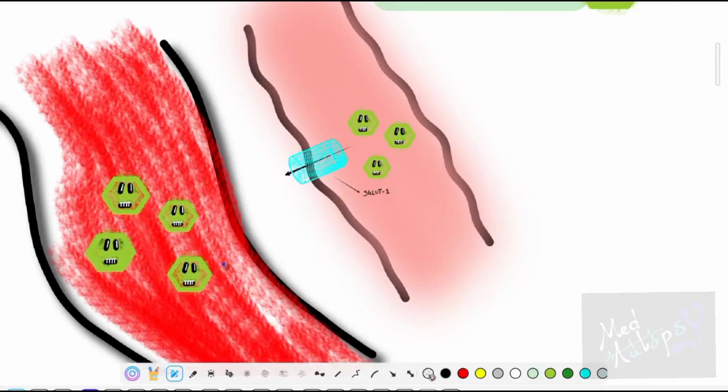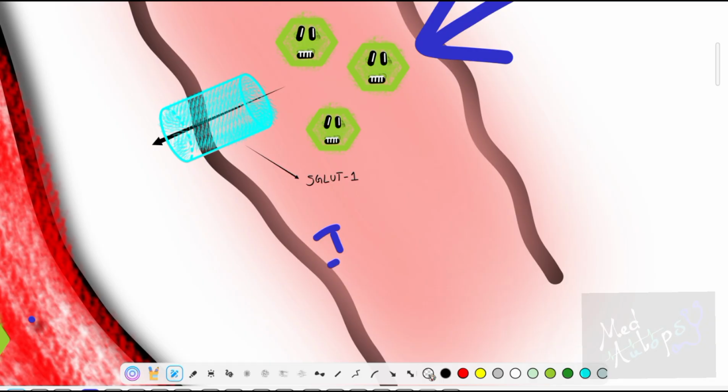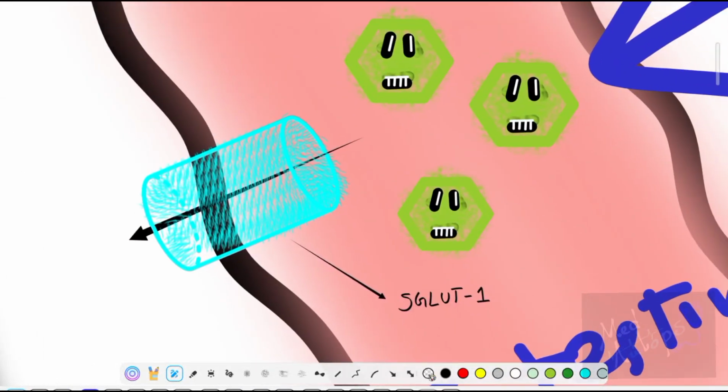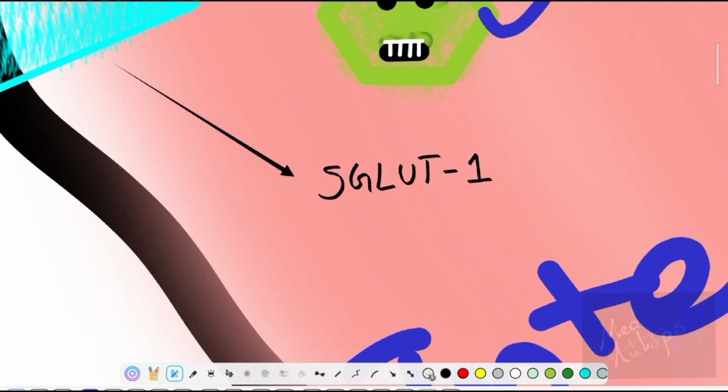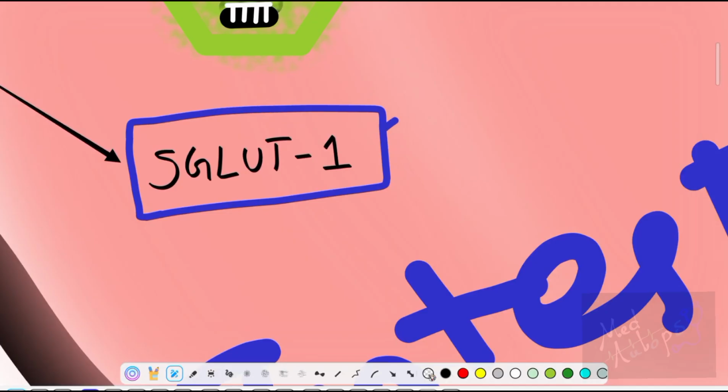After having food, these glucose molecules enter your GI tract, especially the intestines, where glucose absorption happens. So these glucose molecules can enter and get reabsorbed at this place. We have a special receptor which helps in this absorption, that is SGLT, the sodium glucose transporter.